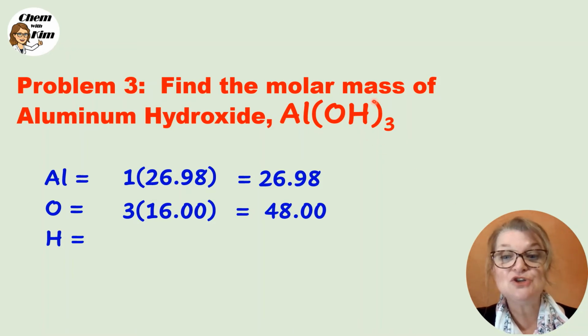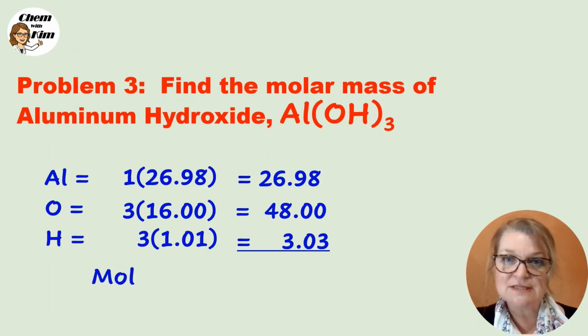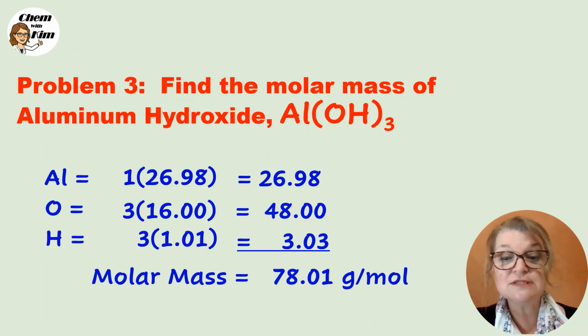And again, the hydrogen also is inside the parentheses with a subscript of 1, and it needs to be multiplied by 3 because there's a 3 outside the parentheses. So there's 3 moles of hydrogen. 3 times 1.01 is going to be 3.03. And then we need to add all those together to get the molar mass of the whole compound, and it comes out to be 78.01 grams per mole.